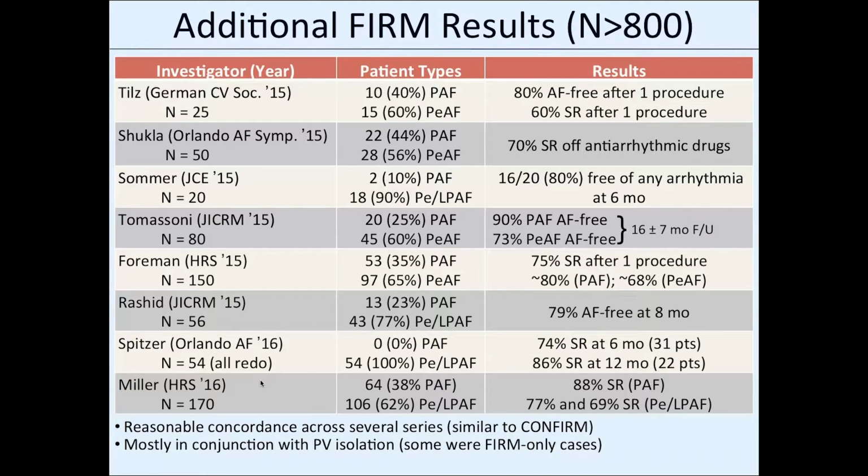These are almost all in conjunction with pulmonary vein isolation. Some of ours were firm only, and there are some series with firm only. And in some of the series that have been reported in the literature with poor outcomes, these are often rather difficult cases, the 4th or 5th procedure in an individual.